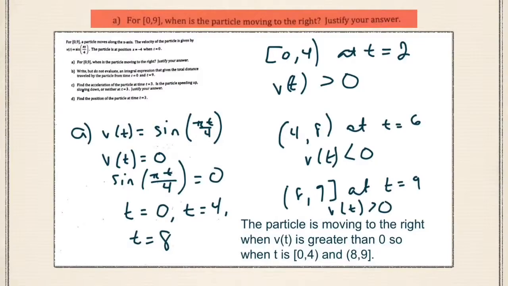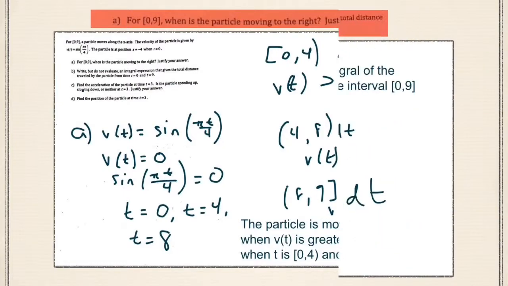So what you have to do is just plug in numbers for the velocity between 0 to 4, 4 to 8, and 8 to 9. When you plug in the numbers, you get v of t is greater than 0 for 0 to 4, v of t is less than 0 for 4 to 8, and v of t is greater than 0 for 8 to 9. The particle is moving to the right when v of t is greater than 0, so when t is between 0 and 4 and 8 and 9.